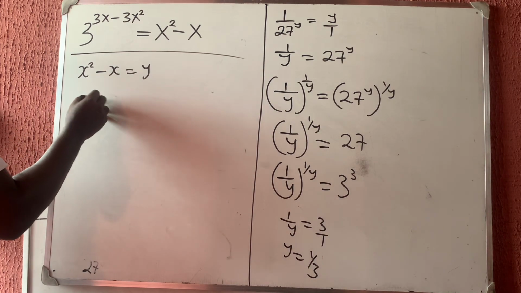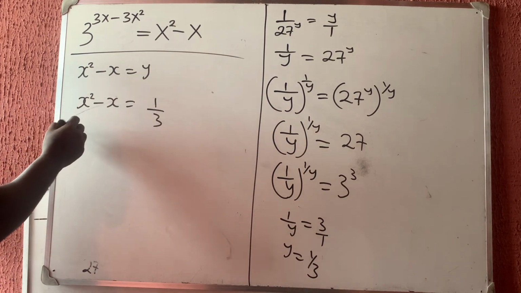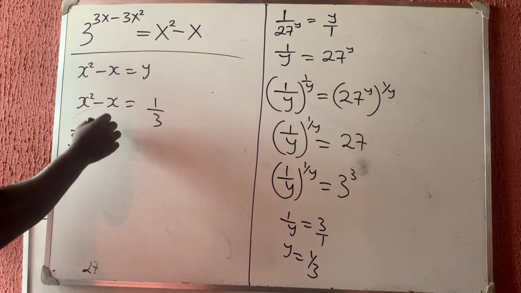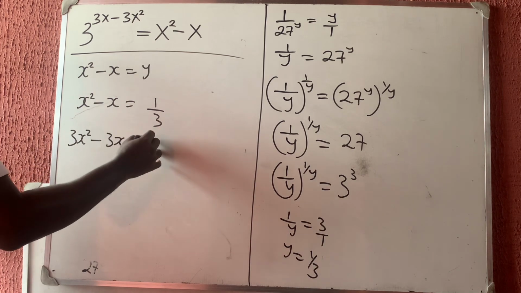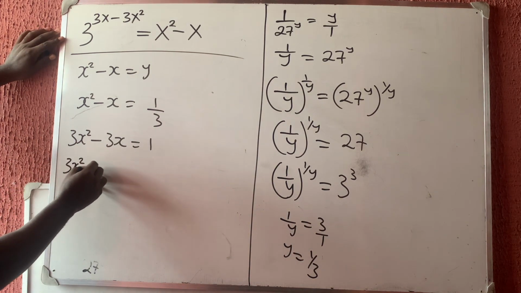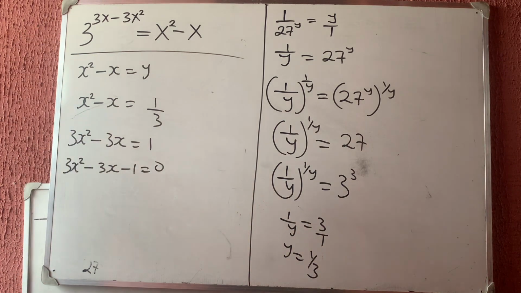So therefore x squared minus x is equal to 1 over 3. If I multiply everybody by 3, I'm going to have 3x squared minus 3x is equal to 1. So this one coming here, I'm going to have 3x squared minus 3x minus 1 is equal to 0. All right, so what do we do now? We can solve this either using factorization method of quadratic equation if it is factorizable, but if it is not factorizable, we can solve by quadratic formula.